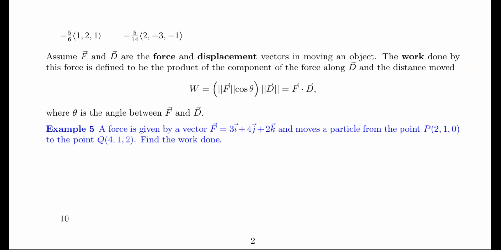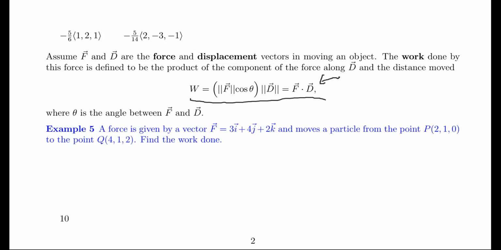So let's assume that the vector F and the vector D are the force and displacement vectors in moving an object. The work done by this force is defined to be the product of the component of the force along D and the distance moved. Well, remember the component of the force along D is what we just calculated earlier, that scalar projection. And that is the magnitude of F times the cosine of theta, where theta is the angle between the vectors F and D. So we get this formula here, which ultimately reduces down to the vector F dotted with the vector D, the force vector dotted with the displacement vector.